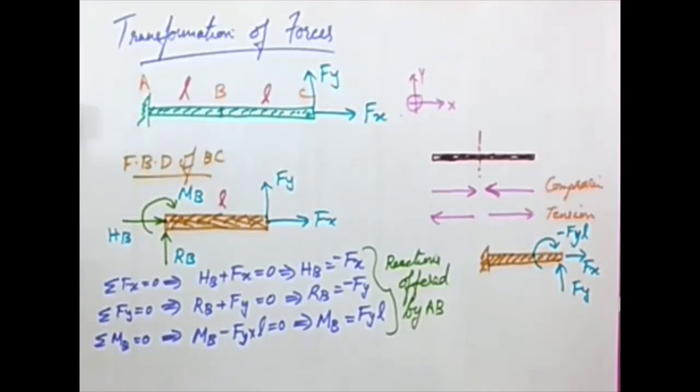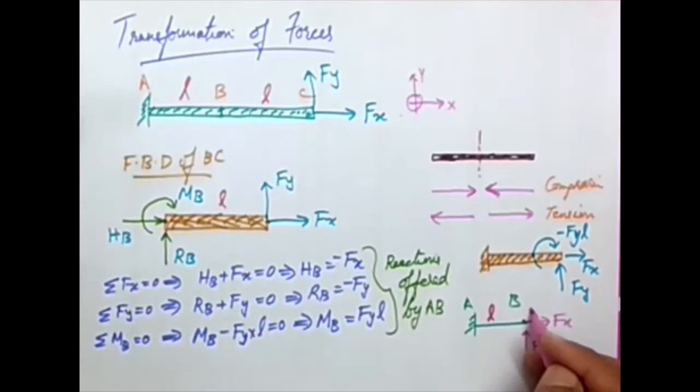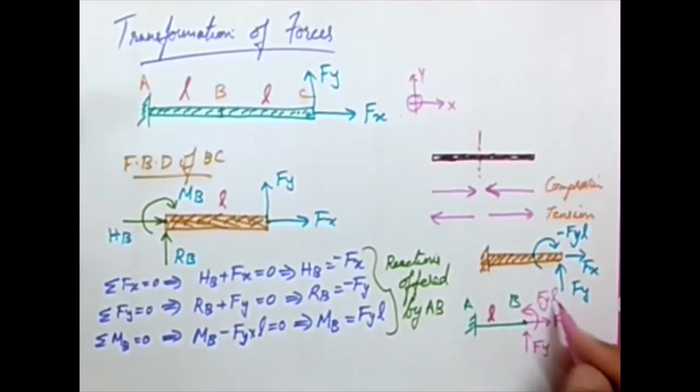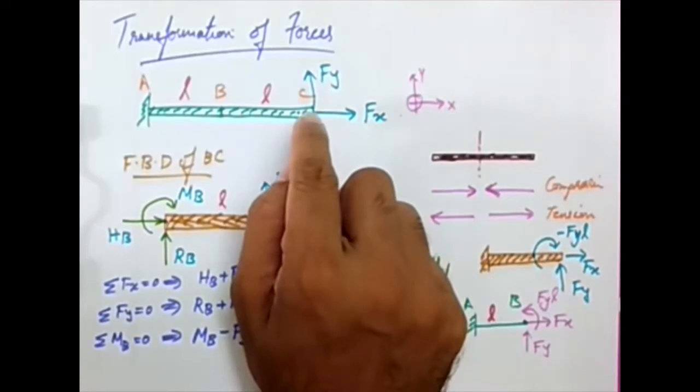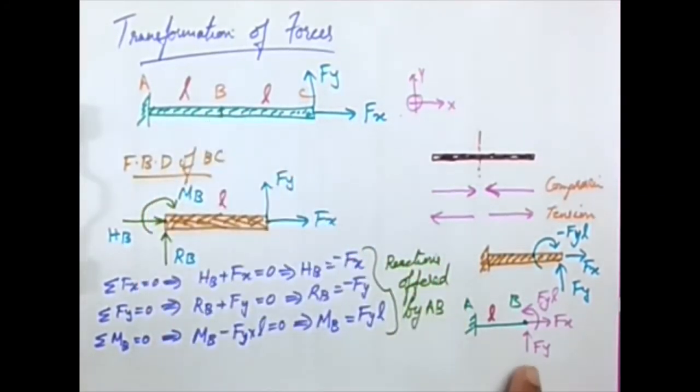So if I want to plot the portion AB, it can be represented like this: A and B, having length L, and the values of forces are Fx, Fy, and this is clockwise minus Fyl, which means anti-clockwise Fyl. So what I did here is I transformed the forces Fx and Fy acting at C to the point B, and what I'm going to get are these values.